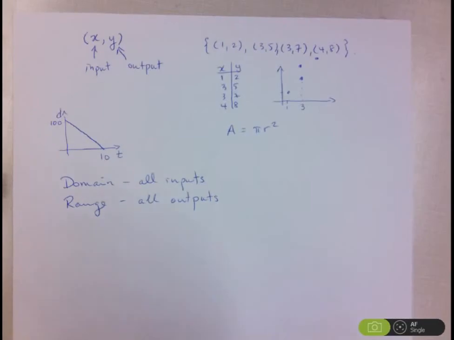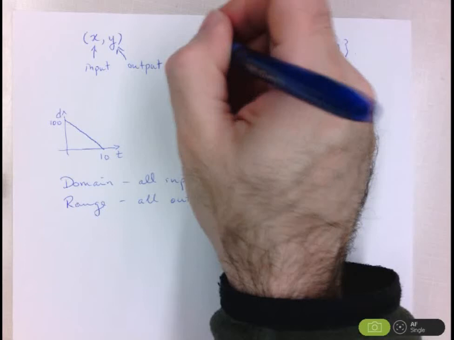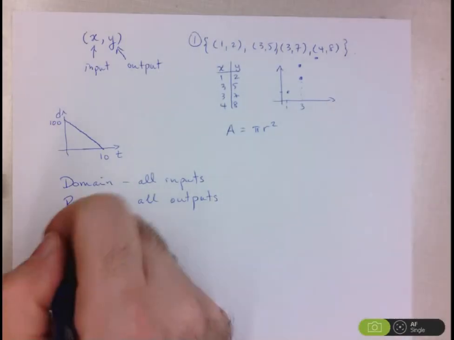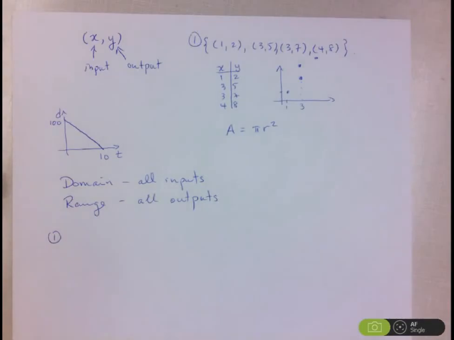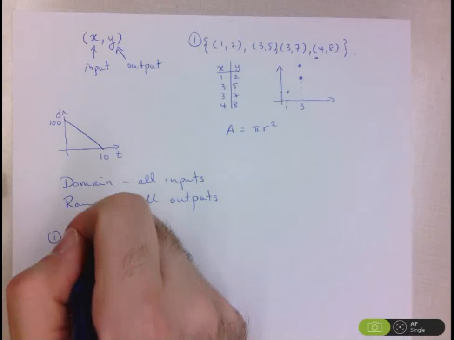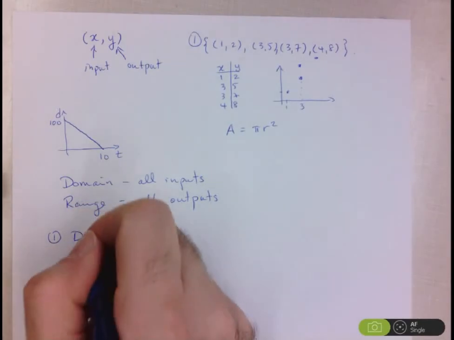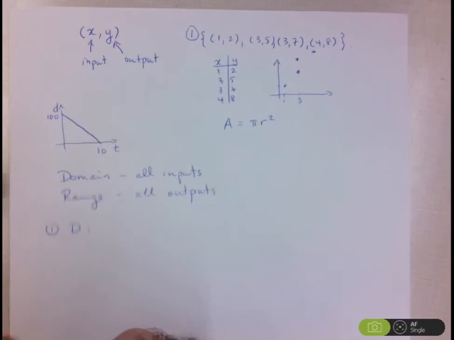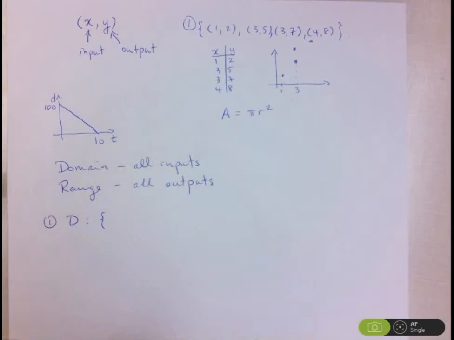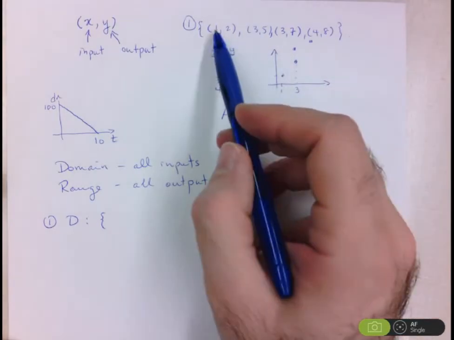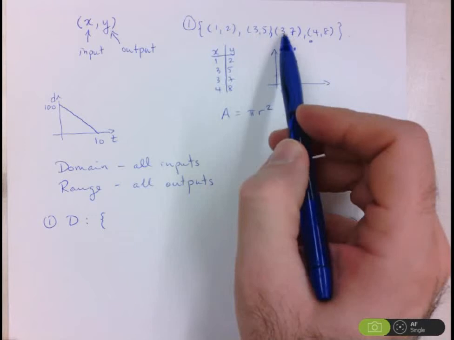Okay, so if I take example 1 here, let's call this example 1 up here, and I want to state the set which represents the domain. Okay, so first thing to know is what we use to represent a set are these braces or curly brackets. Okay, so in this scenario here, I can actually list all the domain values.